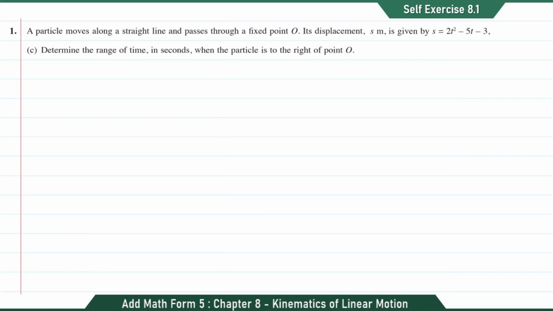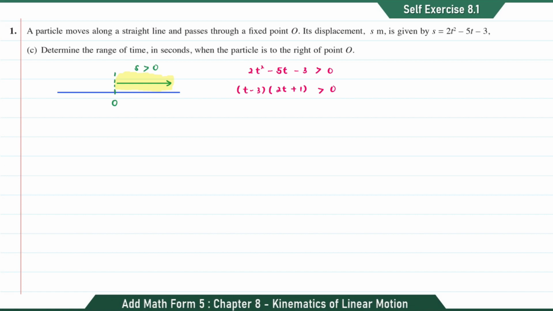Question C. Determine the range of time in seconds when the particle is to the right of point O. So when the particle is on the right-hand side of point O, the displacement is always positive. Therefore, s is greater than 0. So to solve this, it will be 2t squared minus 5t minus 3 greater than 0. So this is a quadratic inequality. Factorize this, we're going to get t minus 3 and 2t plus 1 greater than 0.